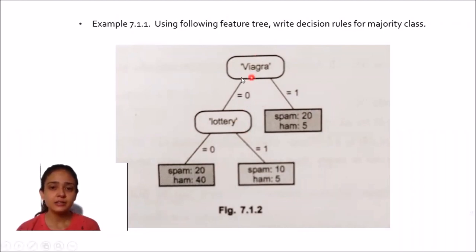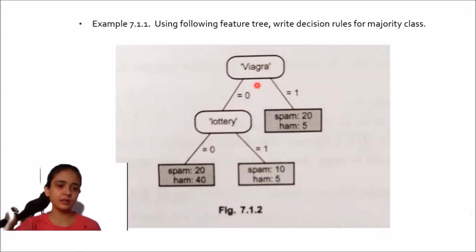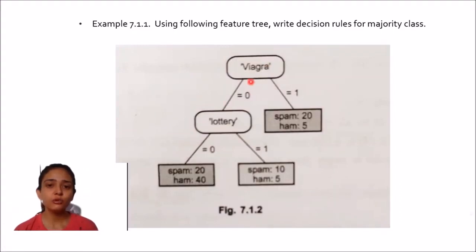These two nodes are my internal nodes and they show some feature. Some feature means the columns in my data set. These internal nodes have some branches like 0 and 1, and this square indicates my class label. So when this internal node has branch value equal to 1, then my class label is like this, that is spam is 20 and ham is 5.